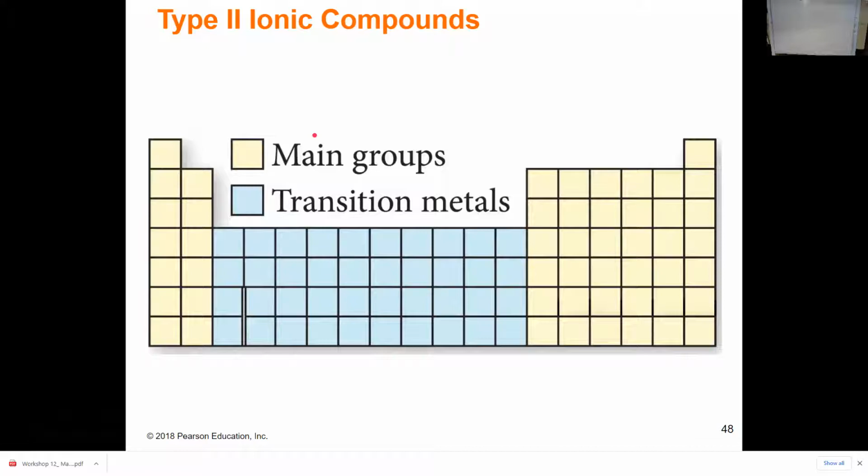Now, the general rule is that main group charges don't change and transition metal charges change. I showed you that previous periodic table example though that has specific charge breakdown. So you can see that there are some exceptions to this general rule, and you do need to know those exceptions.